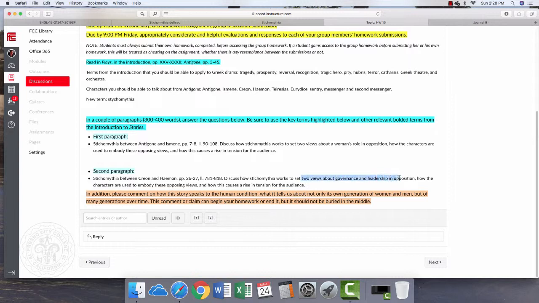So they're setting two views about government and leadership in opposition, and how the characters are used again to embody these views, because again their characteristics are not simply belonging to a particular person, they are bigger ideas about what leadership is good, what leadership is bad, and also how that exchange, that stichomythia line by line, how it causes a rise in tension for the audience. Okay, so that's the homework for you to work on.